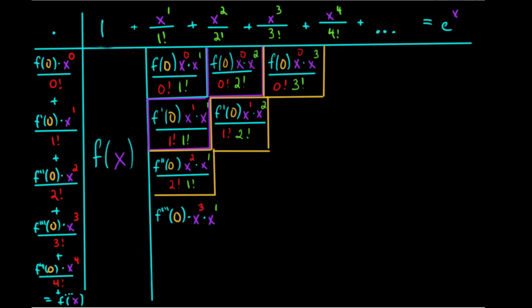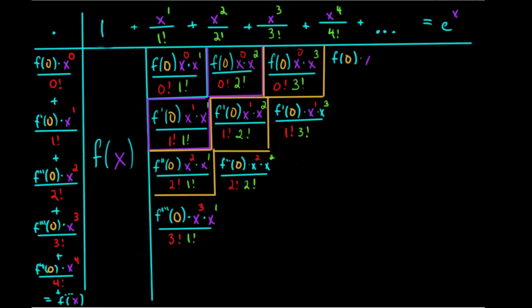We'll do f triple prime of 0 times x cubed times x to the first all over 3 factorial times 1 factorial. And then moving up and to the right, we'll have f double prime of 0 times x squared all over 2 factorial times 2 factorial plus f prime of 0 times x to the first times x cubed all over 1 factorial times 3 factorial. And then the fourth and final term along this diagonal will be f of 0 times x to the 0 times x to the fourth all over 0 factorial times 4 factorial. So I'll just put a box around those terms in that grouping along the diagonal there.